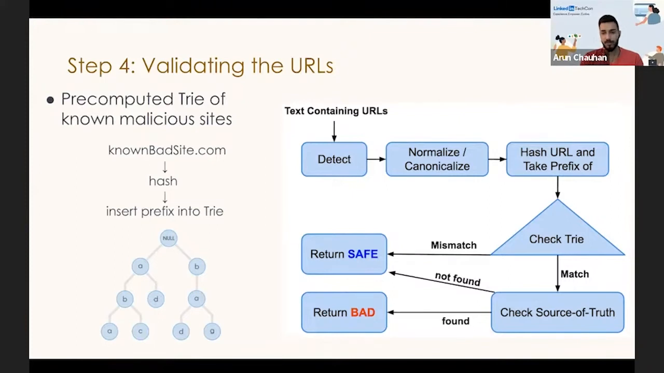So for example, the first few bytes are ABC. We will insert into this trie. So this will be done for all the tens of millions of known bad URLs we have, and we'll insert it into the trie. Why we are taking the prefix is to conserve the space.